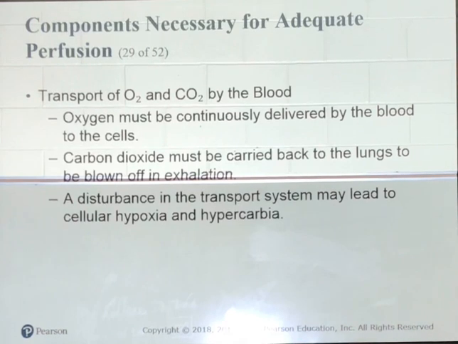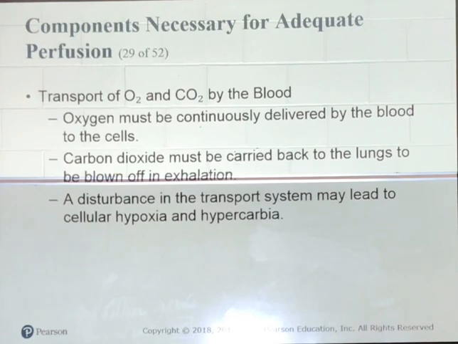Oxygen must be continuously delivered by the blood to the cells for normal cellular metabolism to occur. Carbon dioxide, which is a byproduct of aerobic metabolism, must be carried back to the lungs and blown off in exhalation. A disturbance in the transport system may lead to both cellular hypoxia and a lack of oxygen available to the cells and lead to hypercarbia. This means too much carbon dioxide. Both hypoxia and hypercarbia pose problems for normal cellular function and stability.